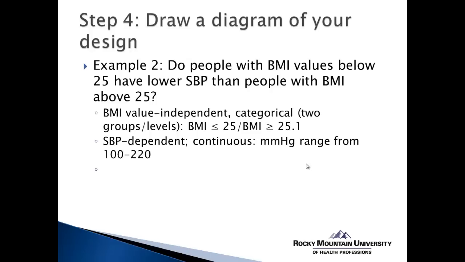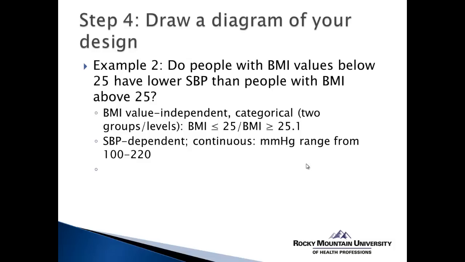So we look at our variables. We have BMI, or body mass index value, which is our independent variable. This is what we're using to categorize people, so it's a categorical variable. We have 2 groups or levels: people with BMI below 25 and people with BMI above 25. Our outcome variable is dependent. The dependent variable is continuous as well, blood pressure, which has a particular range that we are used to seeing or expect to see. So how do we diagram this?